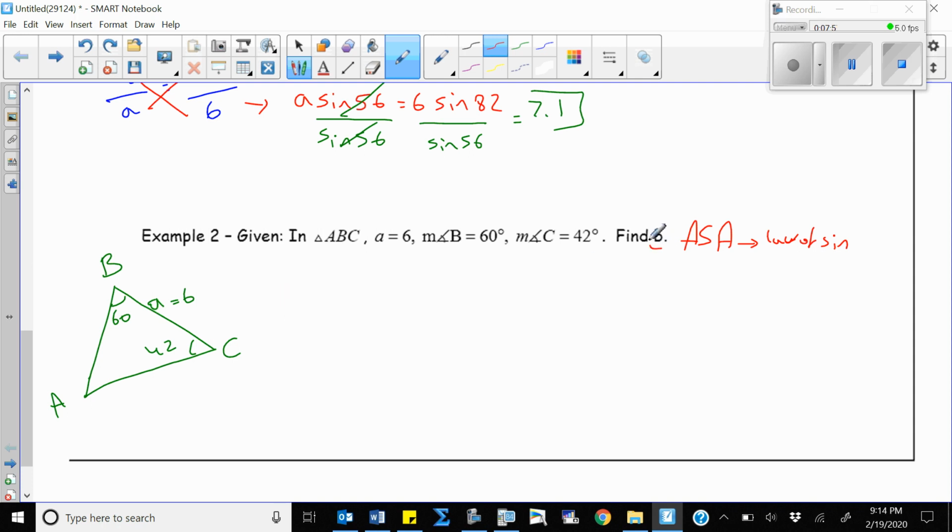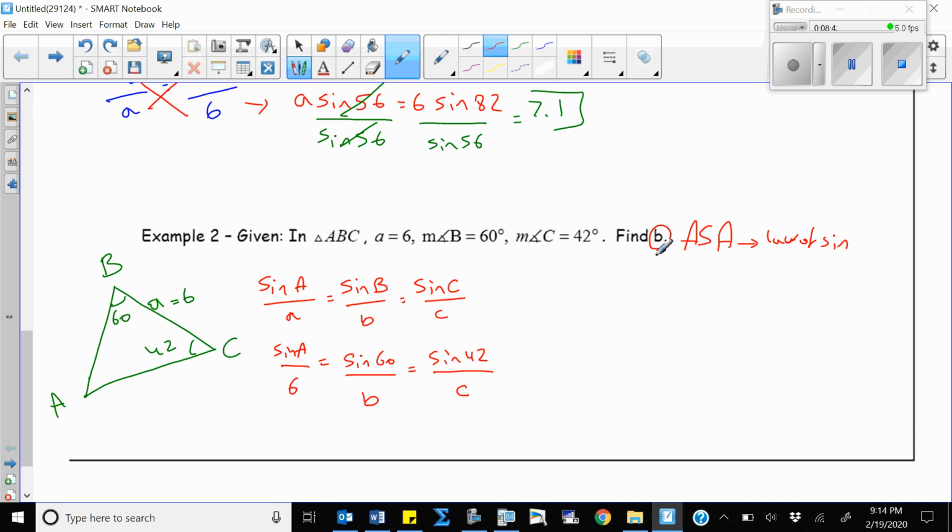Okay, so now we want to find side B. I'm going to set up my equation. Sine of A over A is equal to sine of B over B equal to sine of C over C. Okay, what do we have here? We have angle B, so it's sine of 60. We have side A, which is 6. And also we have angle C, sine of 42, divided by C, divided by B, and sine of A.